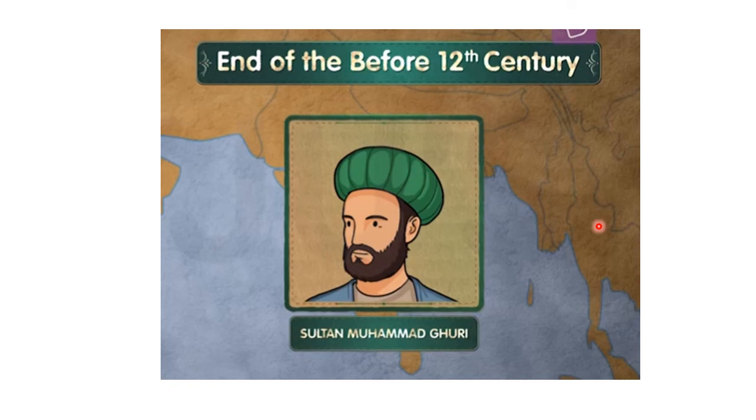Before the end of the 12th century, there was another Turkish ruler from Afghanistan called Sultan Muhammad Ghori. Now he too had learned about the wealth of India and wanted to invade India. But he was slightly different. He did not want to come to India just to loot and plunder and take away the wealth from India. He was slightly different from Mahmud Ghazni. Mahmud Ghazni just came, looted, plundered, took away the wealth and beautified his own city Ghazni in Afghanistan. But Muhammad Ghori had different plans. He wanted to occupy territories and establish an empire in India.